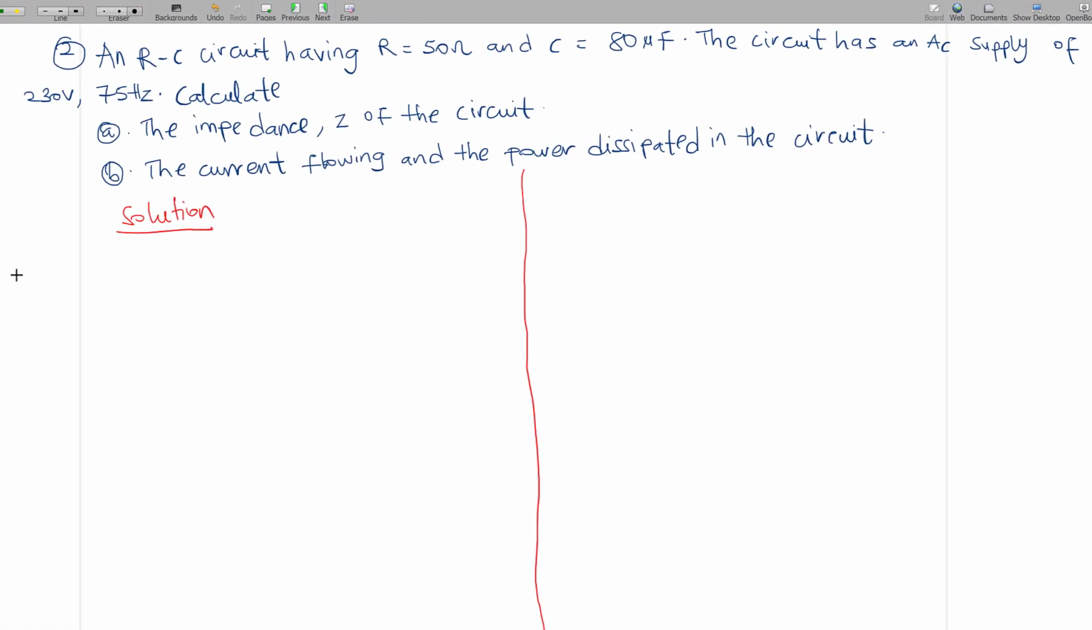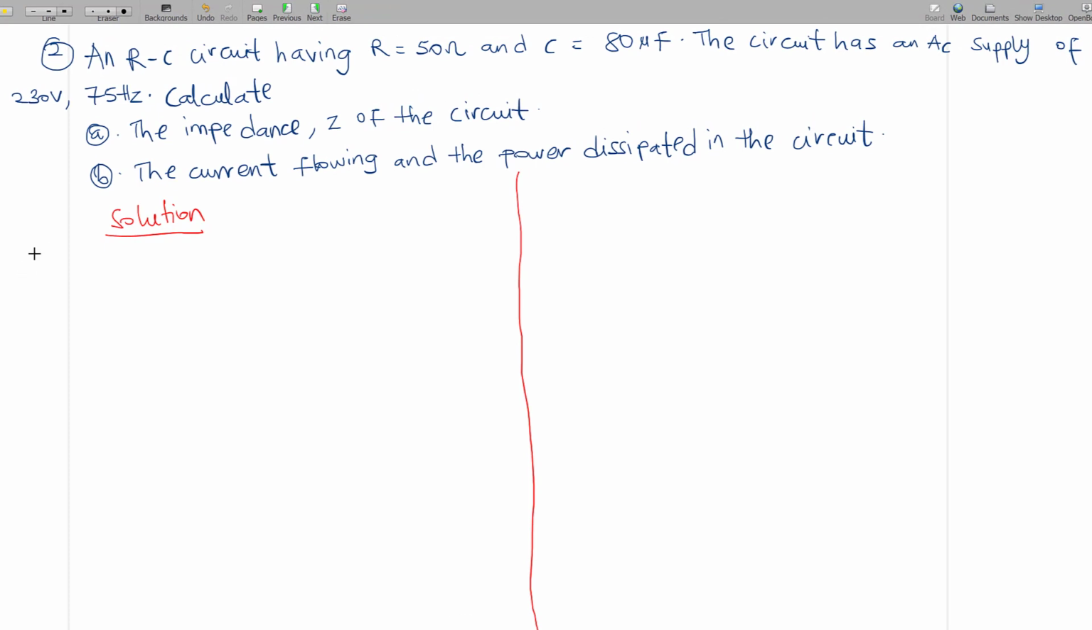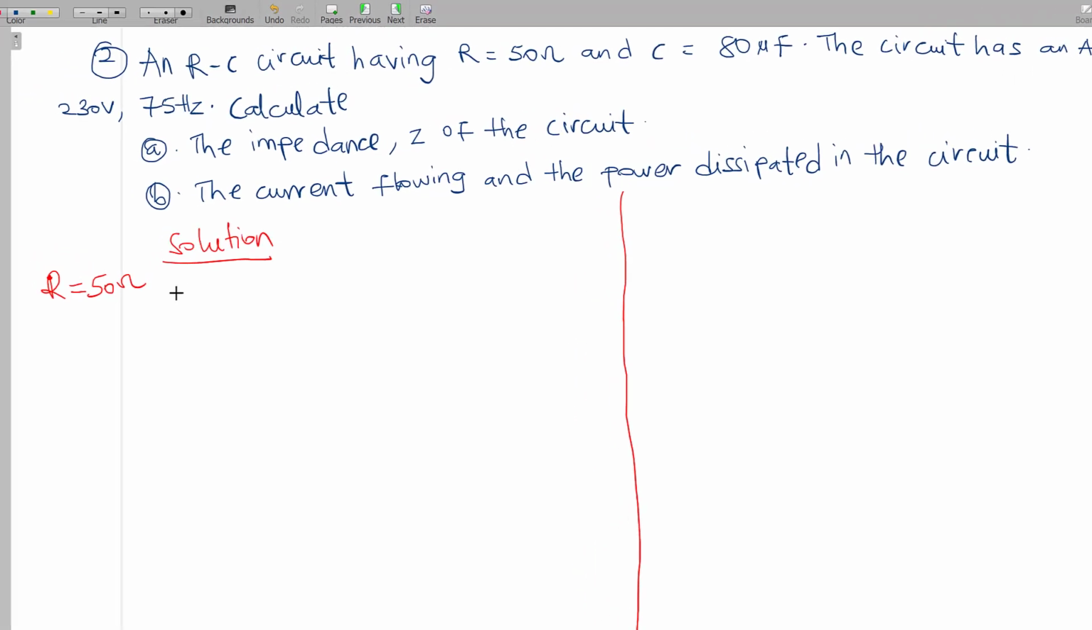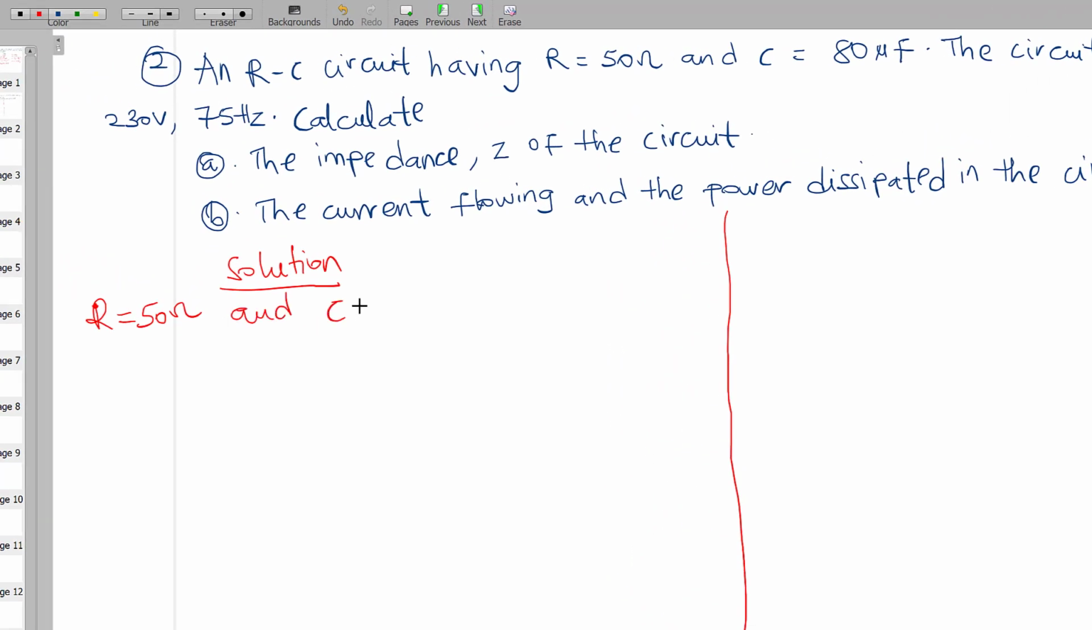Question 2 says an RC circuit having a resistance of 50 ohms and a capacitance of 80 microfarads. The circuit has an AC supply of 230 volts, 75 Hz. So we are supposed to calculate the impedance Z of the circuit, the current flowing through, and the power dissipated in the circuit.